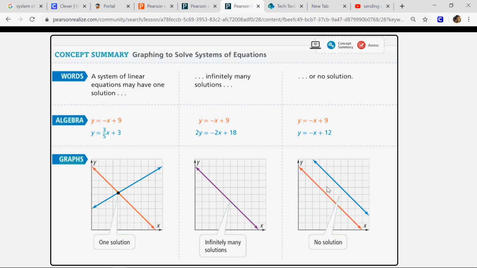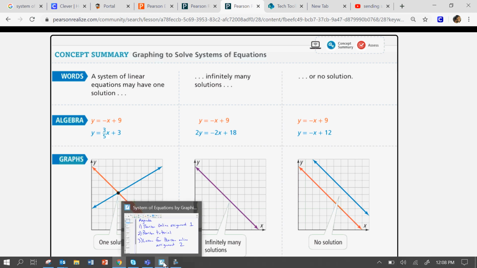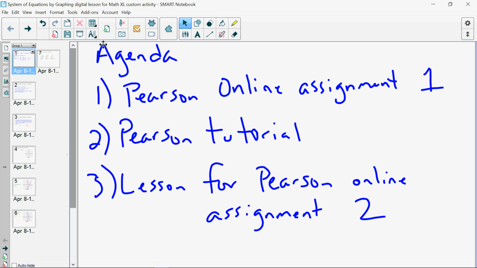If they never touch, then there are no solutions. Because again, they have to touch in order for it to be a solution, because the point where they touch means that particular point solves both equations. Well, if they don't touch, then all of these points only solve the red equation, or orange. All of these points only solve the blue equation. There is no single point that solves both equations, like there is here. Or here, every single point solves both equations. All right, so let's go ahead and go into the lesson part. So next slide.